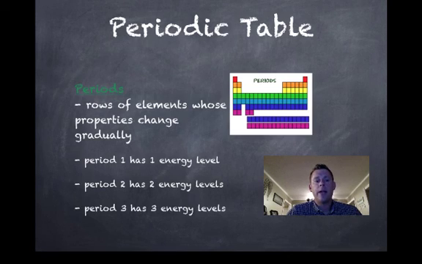Periods. We're getting to the periodic table now. Periods are the rows of elements whose properties change gradually. So they're going to go left to right. The picture is pretty self-explanatory here. You're just going left to right. And remember, when you move left to right, what happens? The mass increases. It gets bigger. You have more protons, you have more neutrons, and you have more electrons. Period 1 has 1 energy level. Okay, so 1 circle where the electrons are. Period 2 has 2 energy levels. Period 3 has 3 energy levels. Okay?